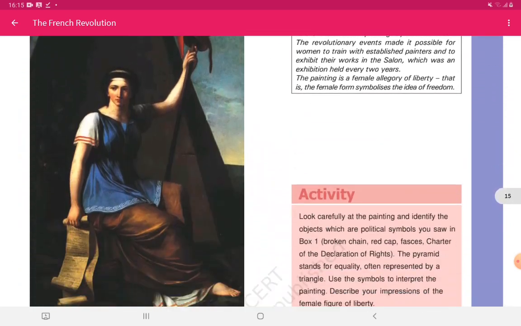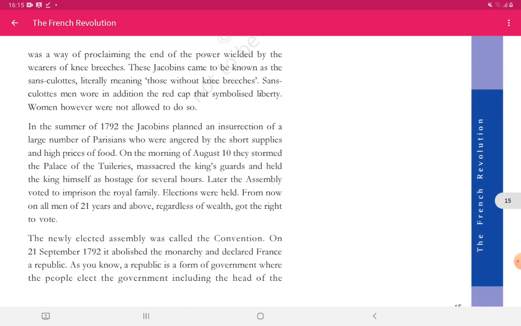and it was a way of proclaiming the end of the power that was wielded by the wearers of knee breeches. Now these Jacobins came to be known as sans-culottes. This is a French word, which means those without knee breeches. As they wore full-length clothes that were different from those of the second estate who wore knee breeches, that's why they were called sans-culottes.